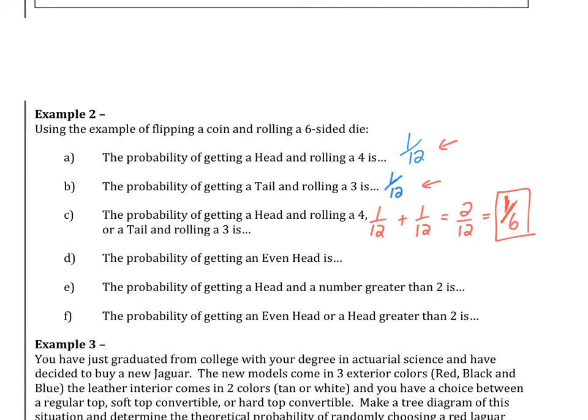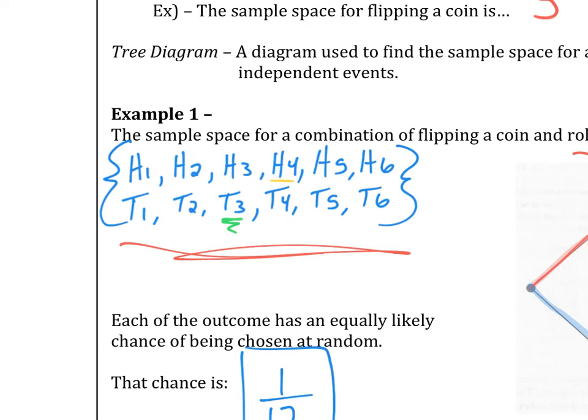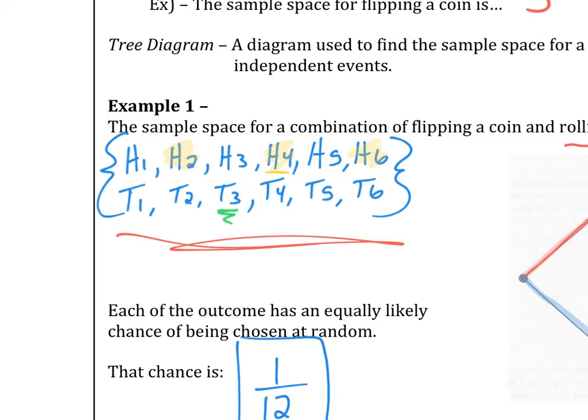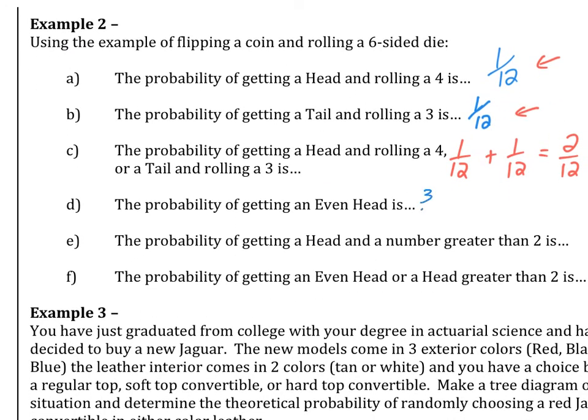D, what is the probability of getting an even head? So an even number and flipping a head. So we look at the row of heads. The even numbers and a head would be like heads in a 2, heads in a 4, heads in a 6. So how many of them are there? There's 3. 2, 4, and 6 with the head. So it's 3 out of 12. And if you reduce 3 out of 12, you would get 1 out of 4. So the probability of that one is 1 out of 4. Go back and box those up.